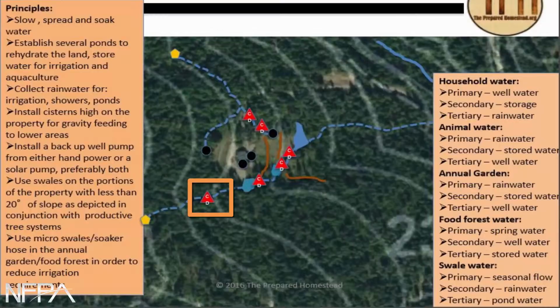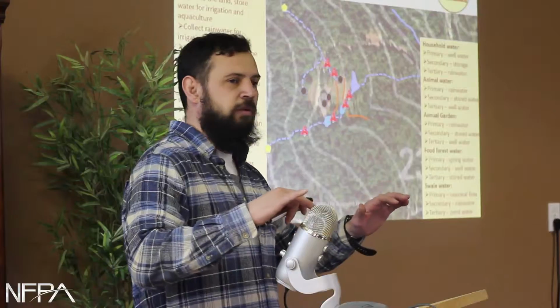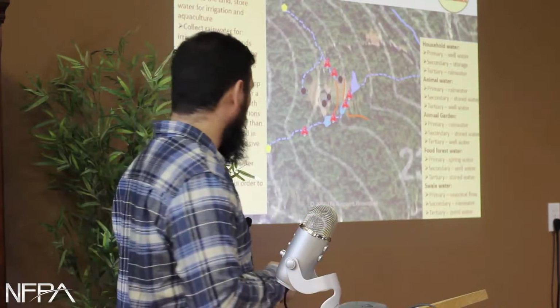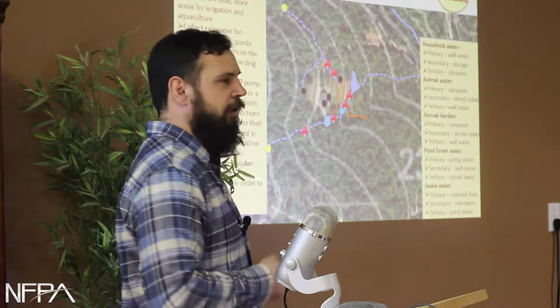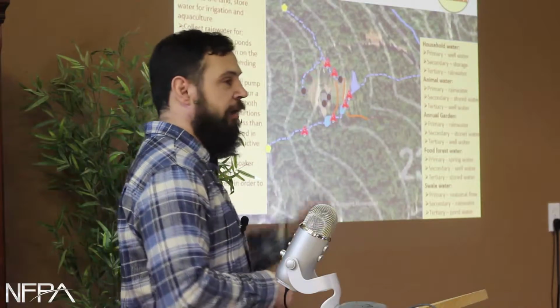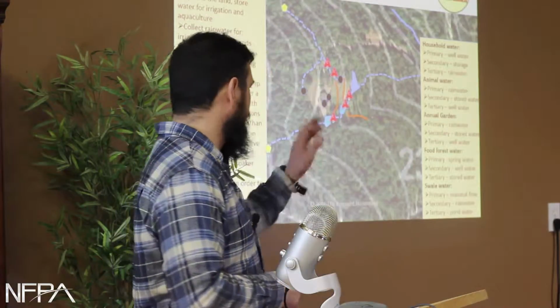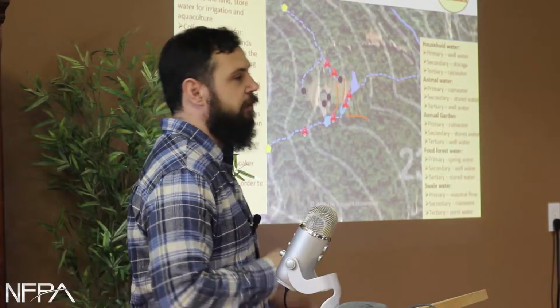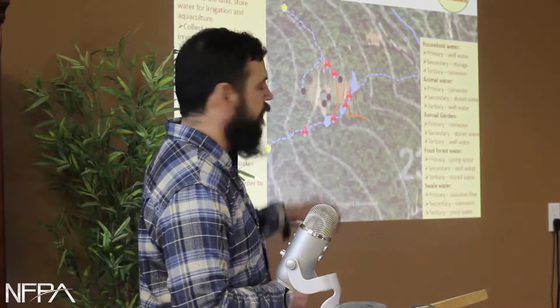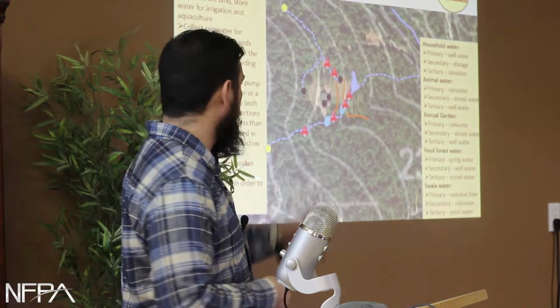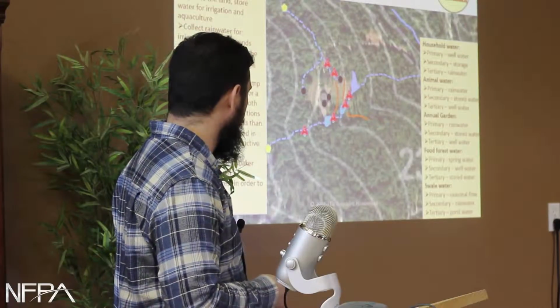We put in a series of check dams in our seasonal flow, and that gets us to slowing, spreading, and soaking water. You can see we have a lot of check dams, and some of these are not yet placed. I don't want to mislead you. Some of this stuff we haven't completed yet. Most of it we have, but we're going to be adding a couple more ponds. We're going to be developing that spring up there.